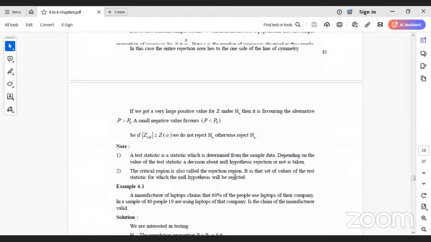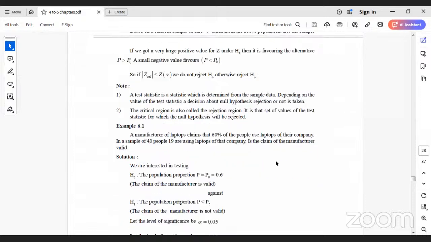So if we get a very large positive value for Z under H0, it is in favor of the alternative P greater than P naught, and a large negative value favors P less than P naught. So if Z calculated is less than Z alpha, we do not reject H0, otherwise we reject H0 here.